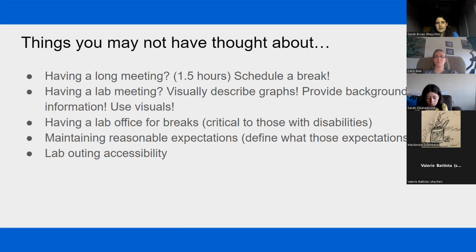And finally, lab outing accessibility. We always love lab outings, but it's always best practice to ask your students in the lab, is this accessible to you?